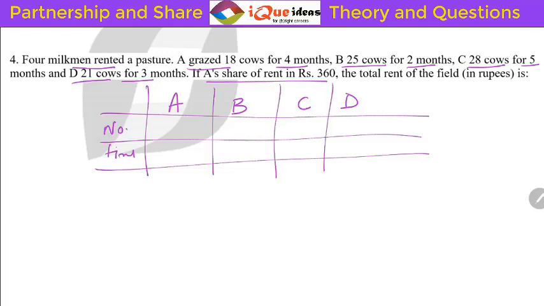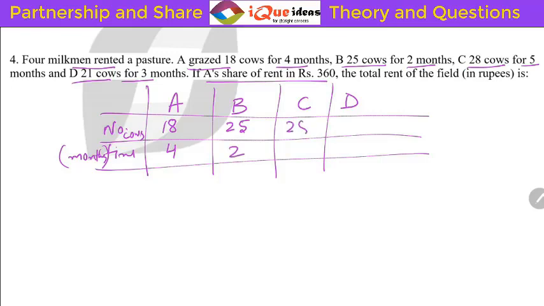Here, because I have to make sure that you understand it properly, I'm writing everything properly. Okay, so A grazed 18 cows for 4 months. Time is in months, and here obviously we're talking about the number of cows. Okay, now for B it will be 25 cows for 2 months.